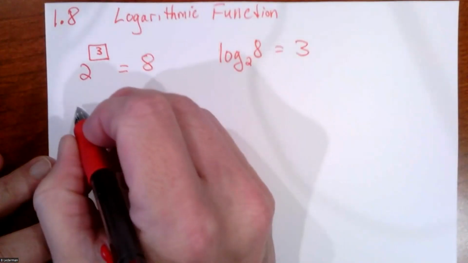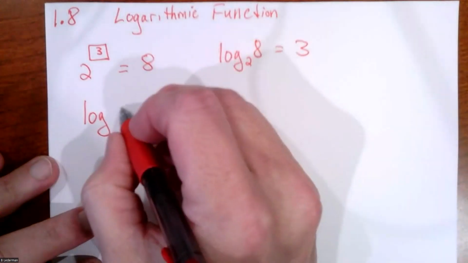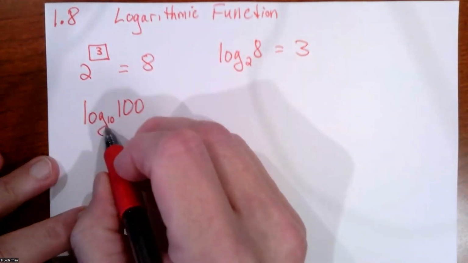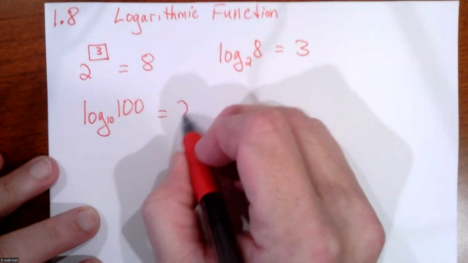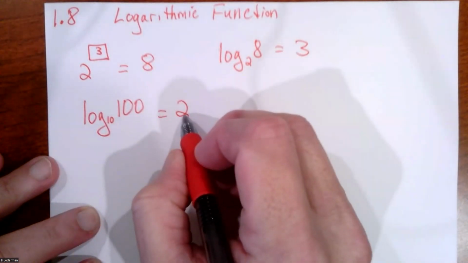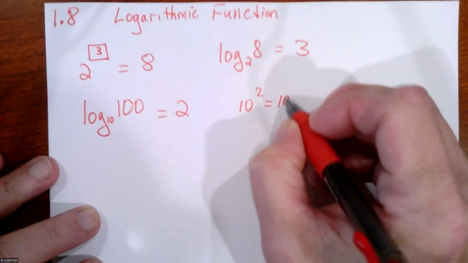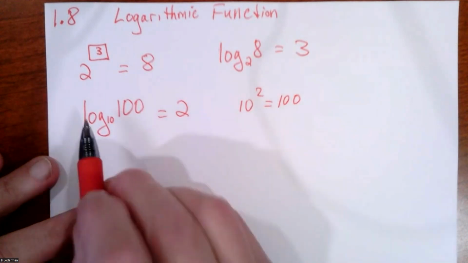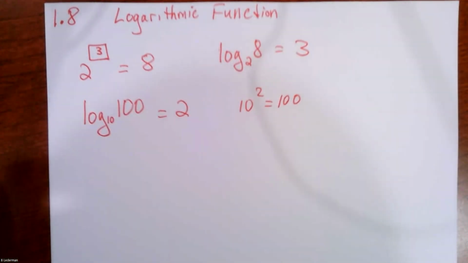Suppose I said the log of 100 base 10. So 10 raised to what power gives you 100? Well, the answer is 10 raised to the second power. 10 to the second power equals 100. So writing that 10 to the second power equals 100 versus writing the log of 100 base 10 is equal to 2, it's really the same thing. Really, it's two ways of saying the same thing.